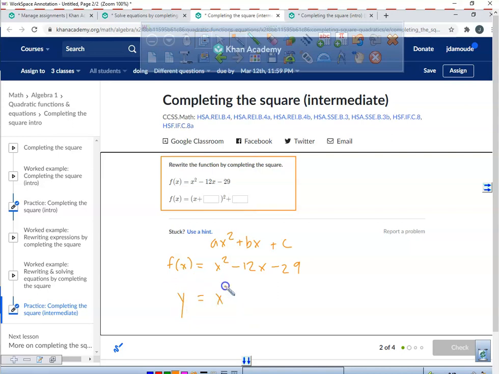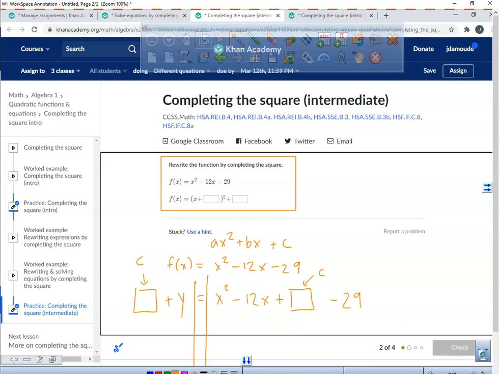Then I'd like you to put a little empty box right here, and that negative 29, put it over here at the end, and then put an empty box right here. Because right here, this is going to be called our C value, and right here, this is going to be called our C value for where we're going to complete the square. So put empty box plus y equals x squared minus 12x plus a space to put your C value. Because whatever I do to one side of the equal sign, I have to do on the other side of the equal sign. All right? So that's step one.